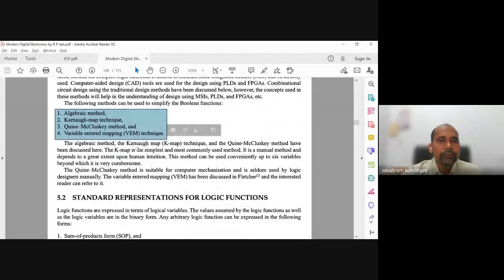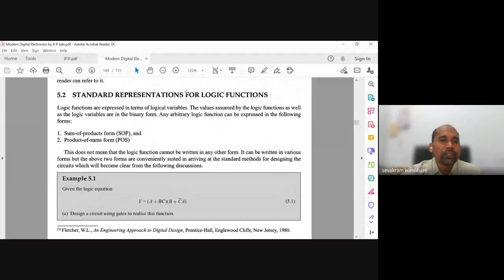Next is standard representation of logic function. This also we have seen. Basically there are two standard representations. One is sum of product and another is product of sum. Sum of product means you have to take the product first and then you have to add it. And product of sum means you have to take the sum first and then you have to take the product.